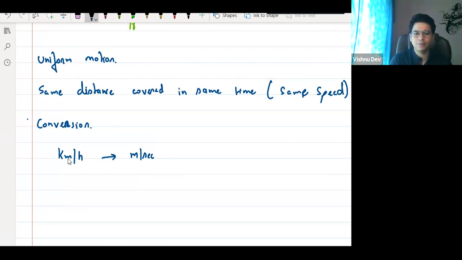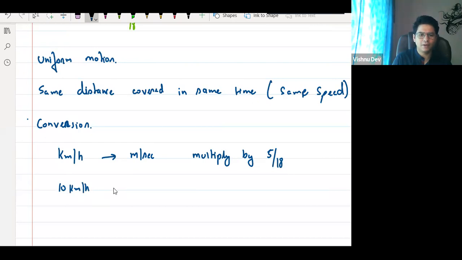Now tell me, if you have to convert kilometer per hour into meter per second, what do you have to do? I hope all of you remember. Multiply by 5 by 18. Yes or no? For example, 10 kilometer per hour is equal to what? 10 into 5 by 18 meter per second. Yes or no? So I guess all of you remember this. Raise your hand. All of you remember this, right?